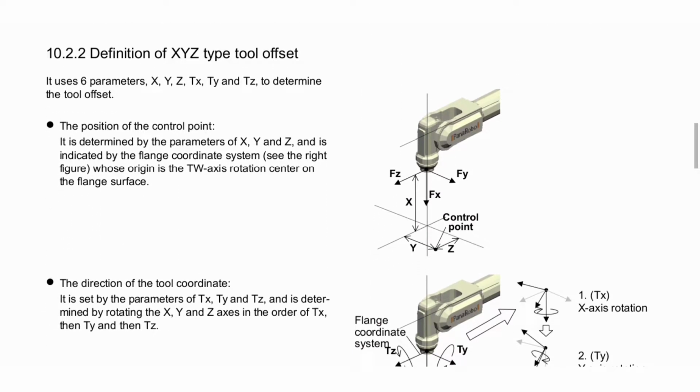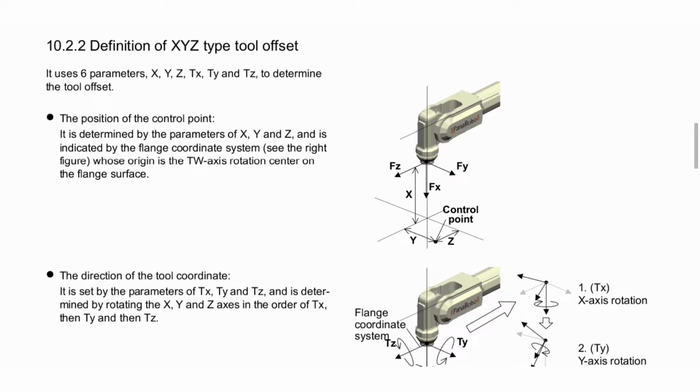Next is the definition of XYZ type tool offset. It uses 6 parameters, X, Y, Z, TX, TY and TZ, to determine the tool offset. The position of the control point is determined by the parameters X, Y and Z and is indicated by the flange coordinate system. See the right figure, whose origin is the TW axis rotation center on the flange surface.